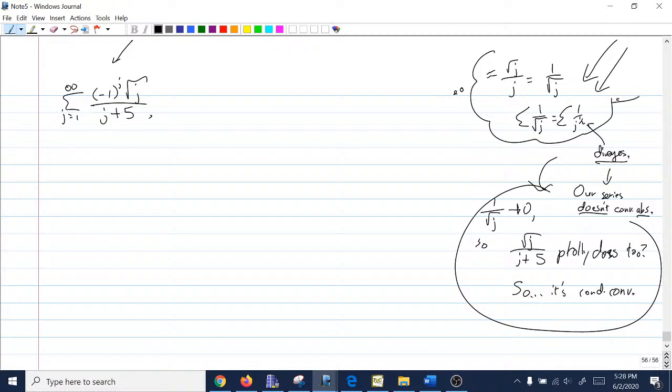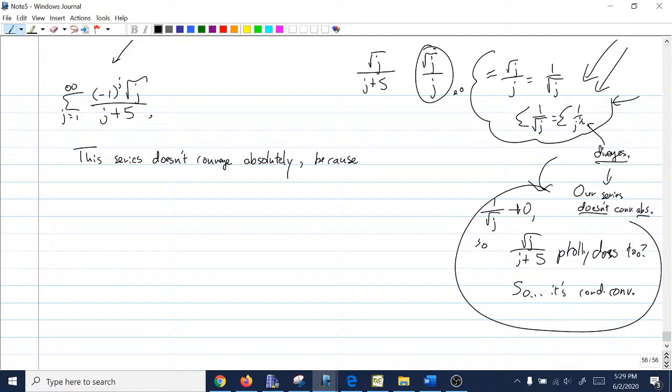Let's do this one first. We want to show the series doesn't converge absolutely. I should write out why, how I'm going to show that it doesn't converge absolutely. I want to compare root j over j plus 5 with root j over j. This series I know diverges, because it's a p-series.